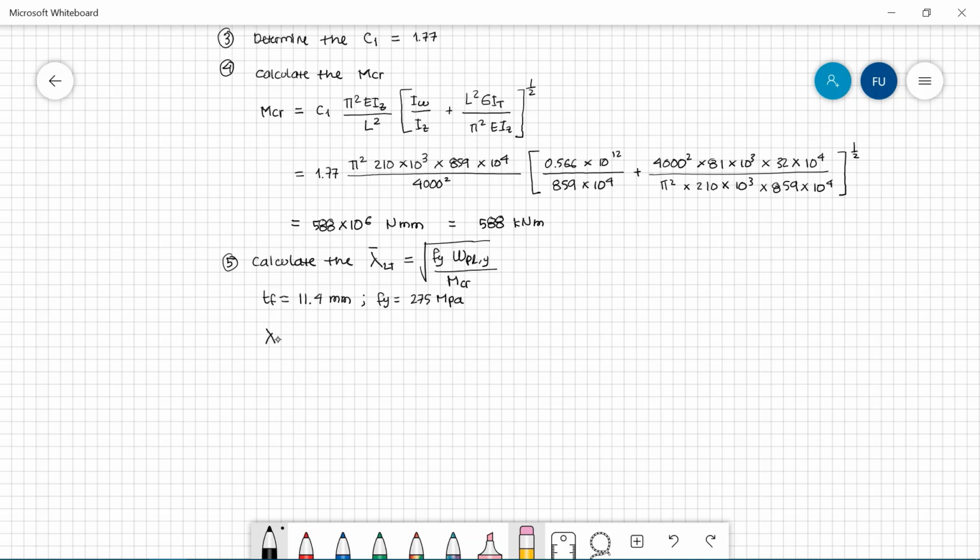So then we can calculate lambda LT bar, which is equal to the square root of 275 times the plastic modulus 1561 times 10 power 3 over the MCR 588 times 10 power 6, equal to 0.854.